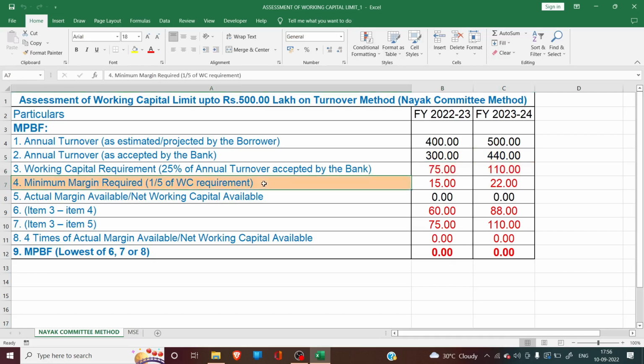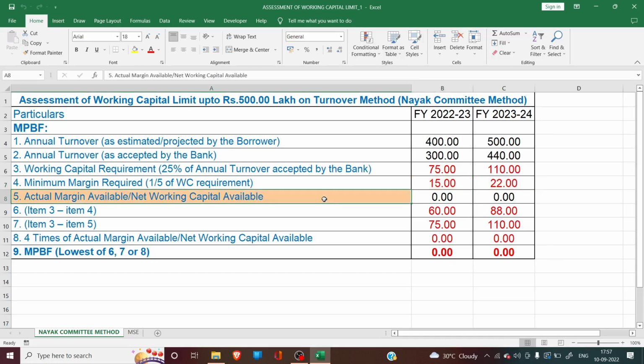Now, what is the minimum margin required? That is the margin which is required to be brought upfront by the customer or the borrower. That is 1/5 of working capital requirement. Working capital requirement is 75 lakhs, 1/5 of the same comes to 15 lakhs. Here, working capital requirement is 110 lakhs, 1/5 comes to 22 lakhs. Now, this would be the minimum margin required to be brought by the borrower from his side.